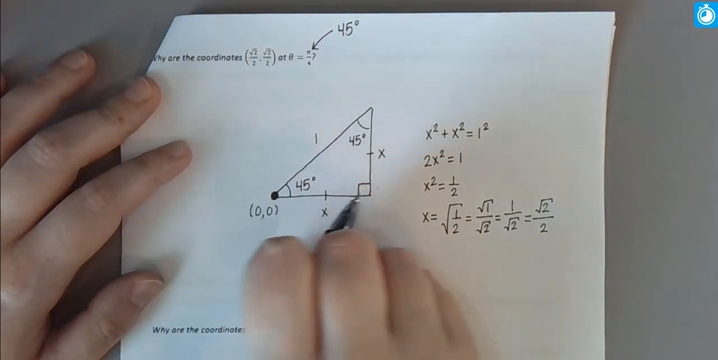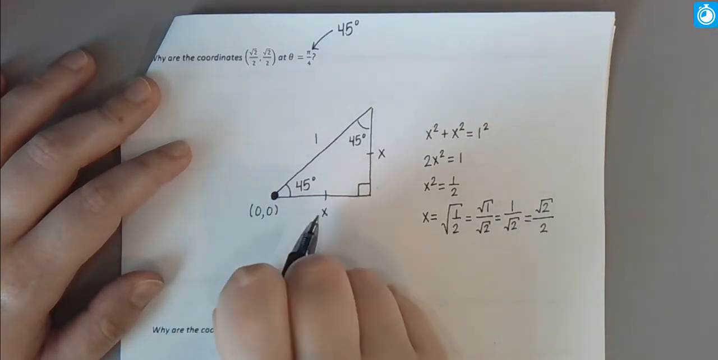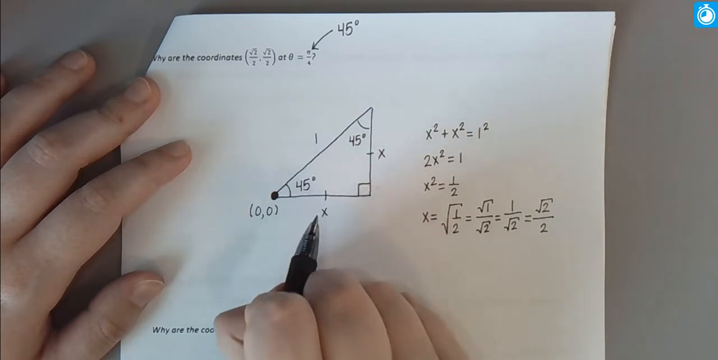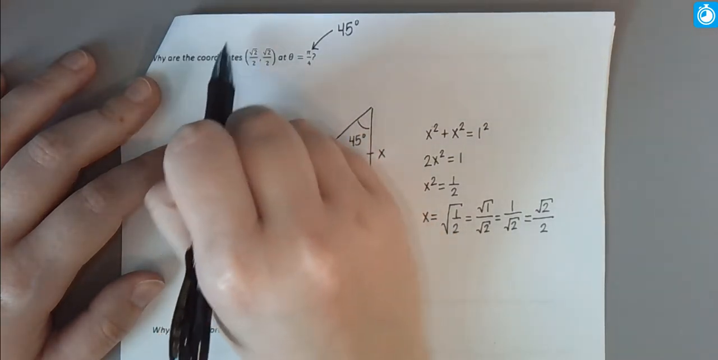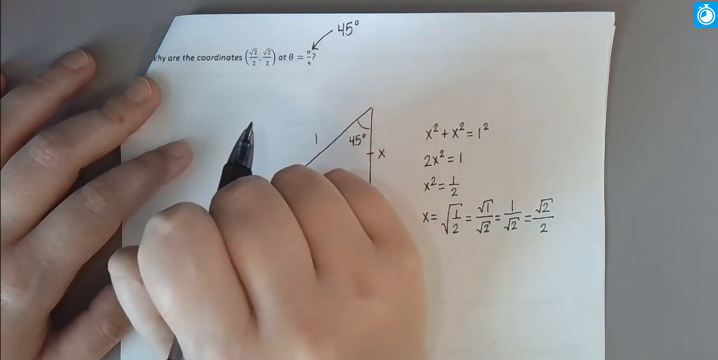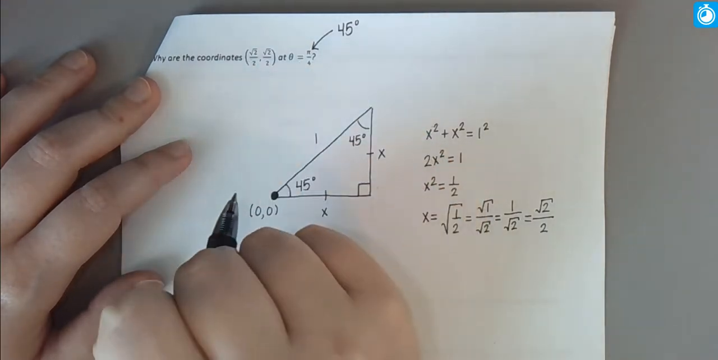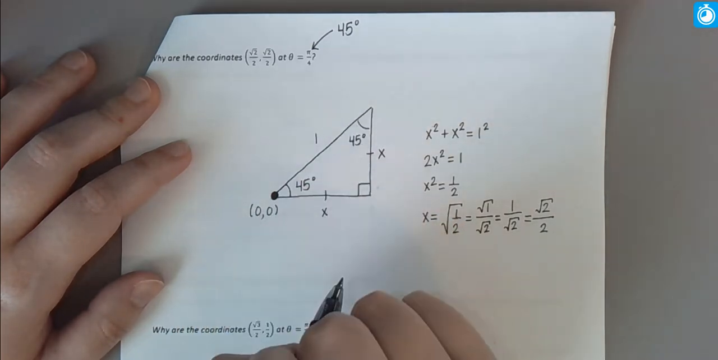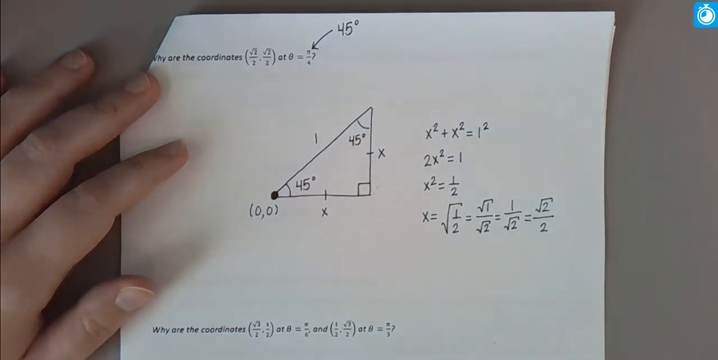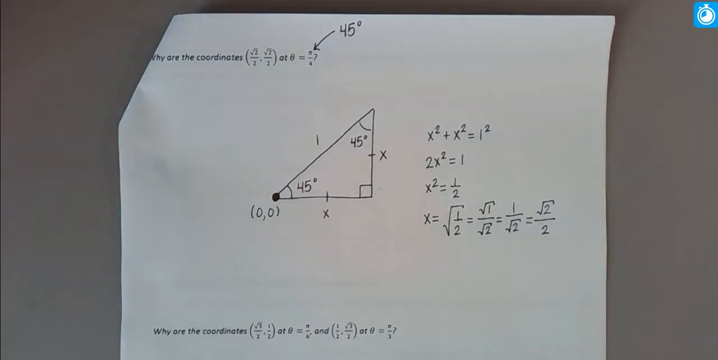So our x-coordinate is square root of 2 over 2, and our y-coordinate, which happens to be the same, is also the square root of 2 over 2. So that's why we have those coordinates there at pi over 4, otherwise known as 45 degrees. And again, we've already discussed why the sine and the cosine are what they are based on the fact that we're within that unit circle. So that verifies those coordinates.